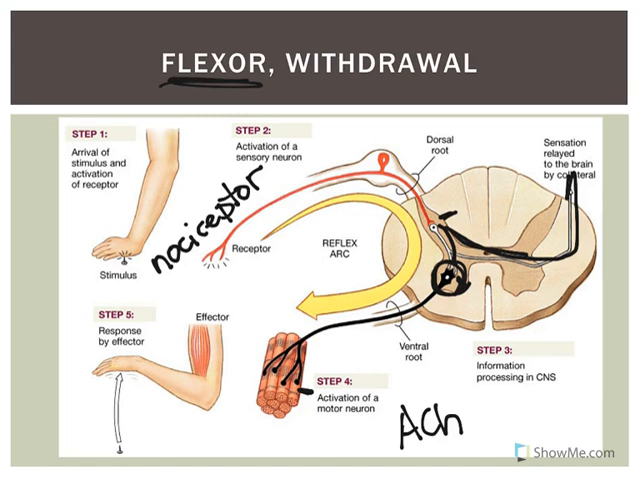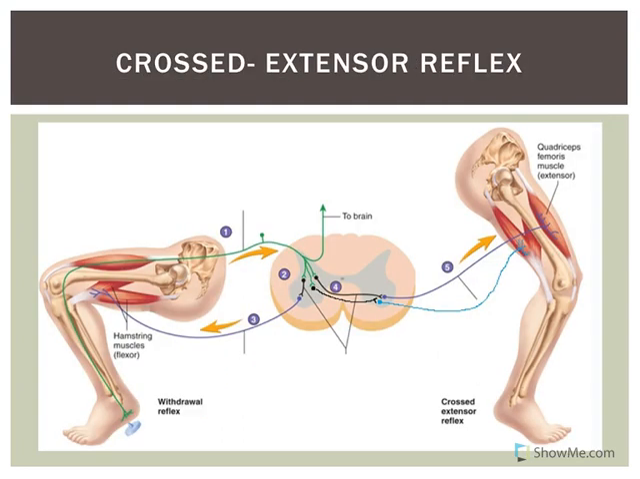But these collaterals are carrying information to the brain, and you'll notice this information is going to be carried along the lateral spinothalamic tract up to the brain, and it's going to be interpreted in that primary somatosensory cortex on the opposite side. Now the crossed extensor reflex is a reflex that's actually initiated at the same time as the flexor withdrawal reflex.